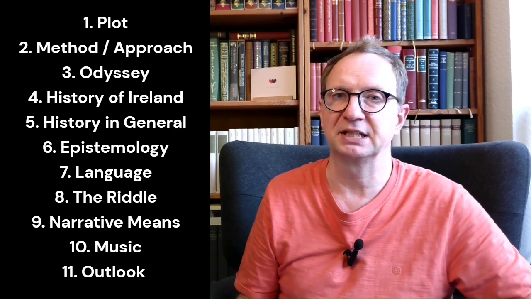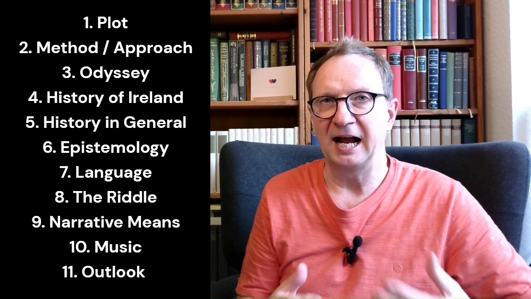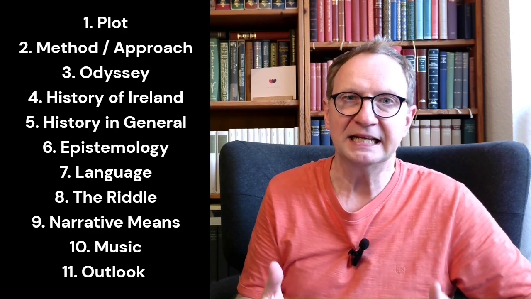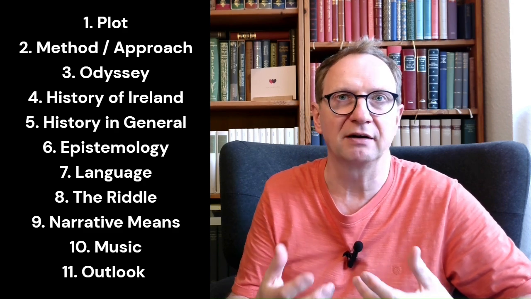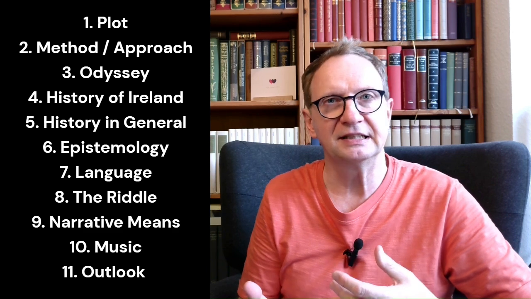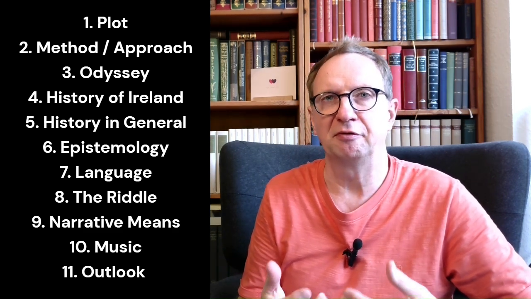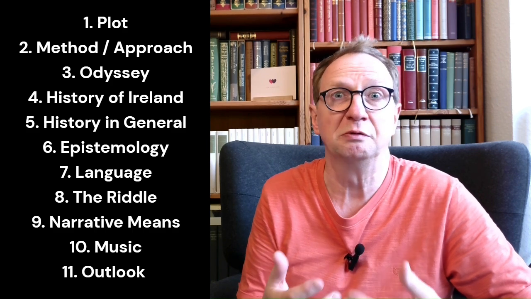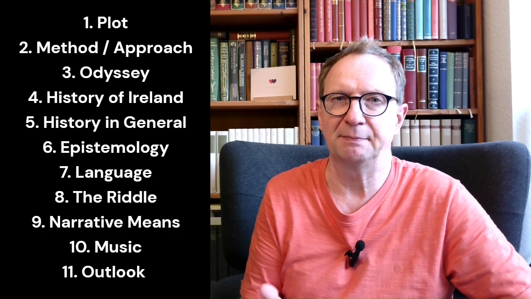And number seven is on the third major topic of the episode. It's about language, but here not language as a narrative means used by Joyce, but language as an actual topic of this episode. So what seems to be Stephen's and probably also Joyce's understanding of language as a tool for communication, as a means of gaining knowledge, for example.